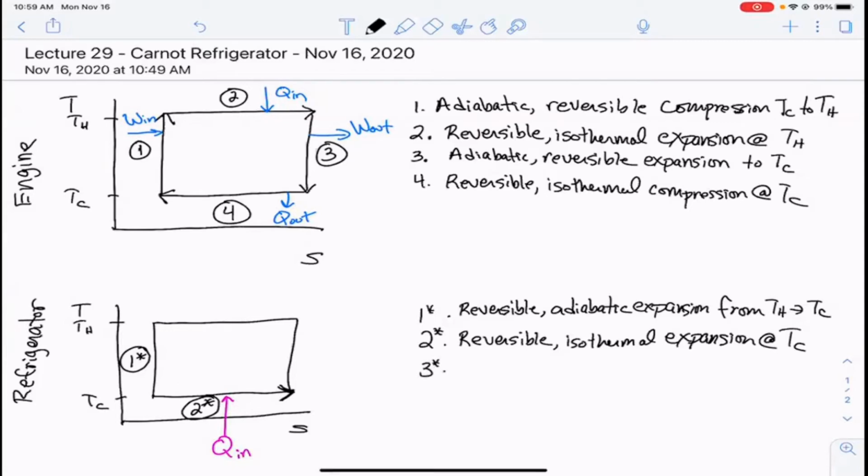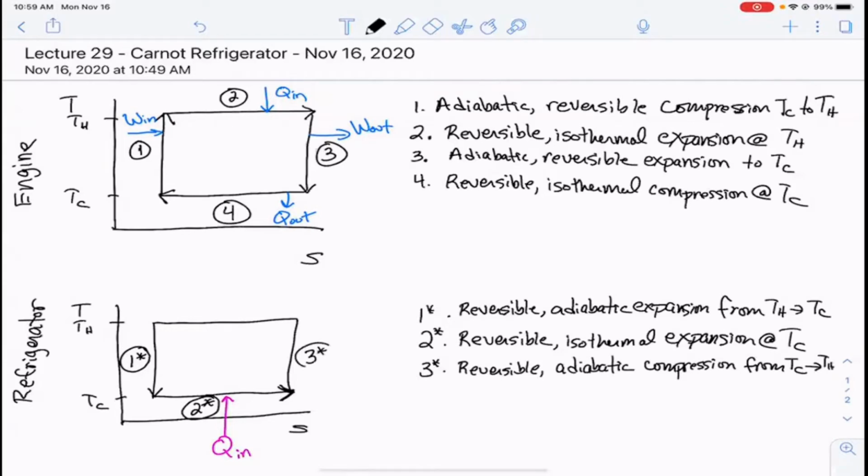Then step 3 in the Carnot Refrigerator, now we have to get back to T hot. So again, we're going to do a compression. So this is a reversible adiabatic compression from T cold to T hot, right? So that's 3 star. And we went to here.